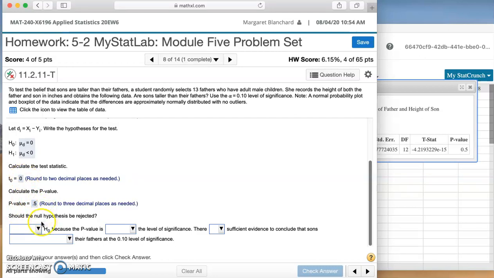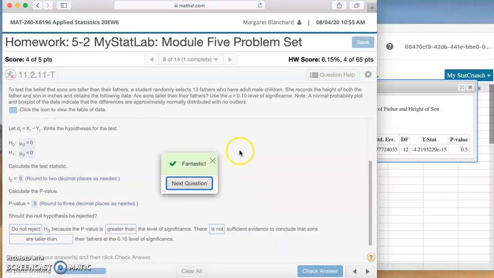So let's look over here for our conclusion. Our p-value is greater than alpha. When our p-value is greater than alpha, we do not reject the null hypothesis because the p-value is greater than the level of significance, which was 0.1. When we do not reject the null hypothesis, there is not sufficient evidence to conclude that the sons are taller, because again, that was our hypothesis that we were testing. That's our alternative. So we're saying there is not sufficient evidence to support the alternative. Okay? All right. That's how you do problem number 8. If you have any questions, let me know.